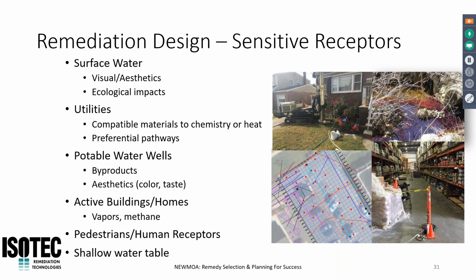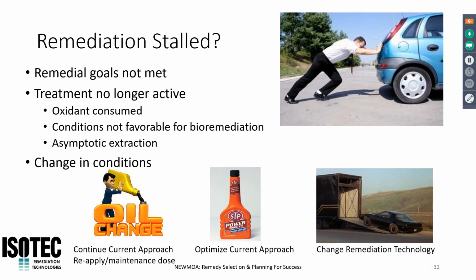Again, just thinking about our sensitive receptors, whether you're under a building, you've got utilities nearby, potable water, surface water, and just thinking about remediation and if we're stalling with our remediation. There are a couple of reasons that can occur. Maybe the remedial goals haven't been met, or maybe the treatment's no longer active. Maybe your oxidants are consumed. Maybe the conditions are no longer favorable for bioremediation. So we have to think about, well, what do we do to get the remediation going again? And what kind of change in conditions do we really need?